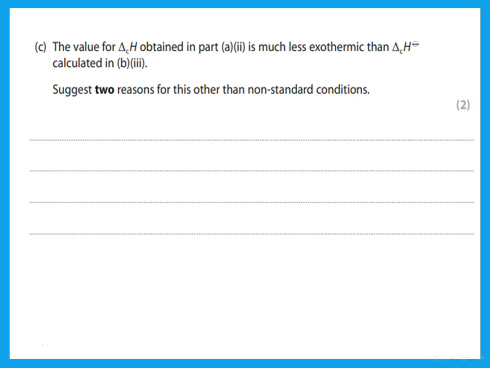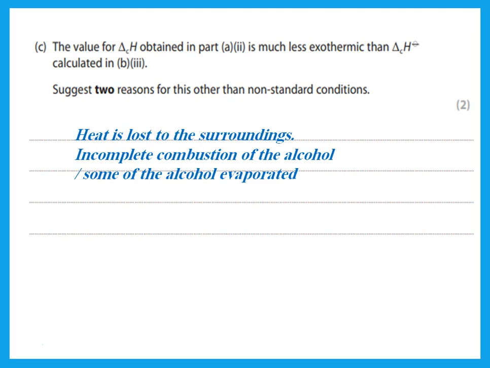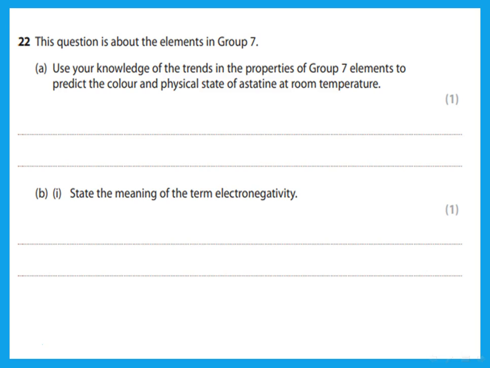Then he says the value for delta H obtained is much less exothermic than the one calculated. Remember that we always have, when we do this equation, the number is less than it should be. And he says, give two reasons. Remember that you can either say it is because some of the heat was lost to the surroundings, or because there was incomplete combustion of the alcohol, or some of the alcohol evaporated, so the mass that we weighed is not actually correct.